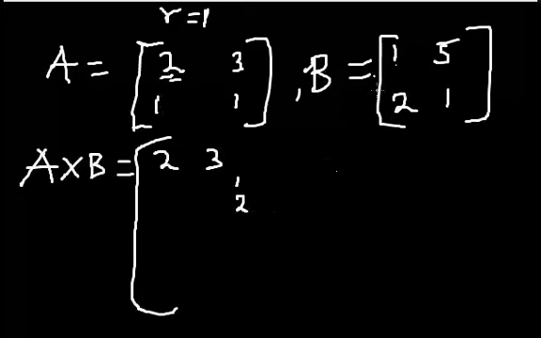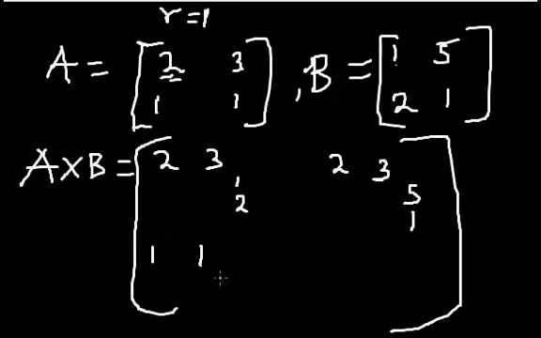Now, the same first row, 2, 3, against the second column. So the first row has finished its job. Then now go to the second row against the first column.